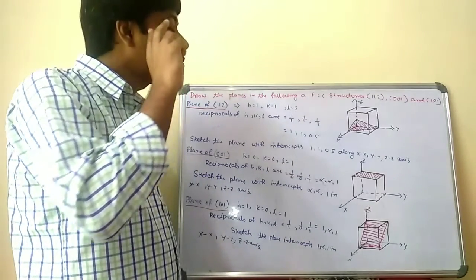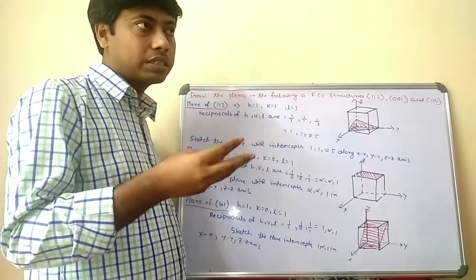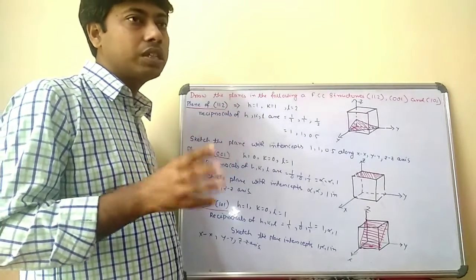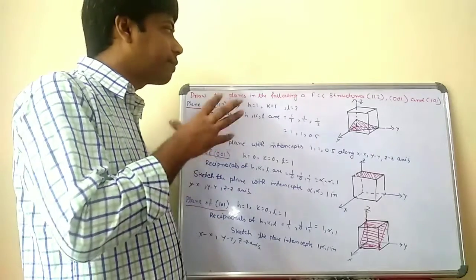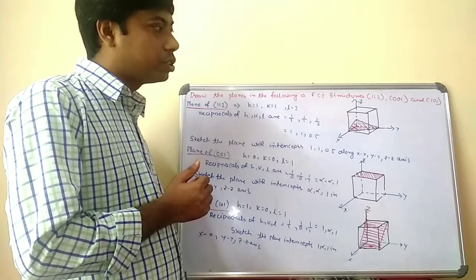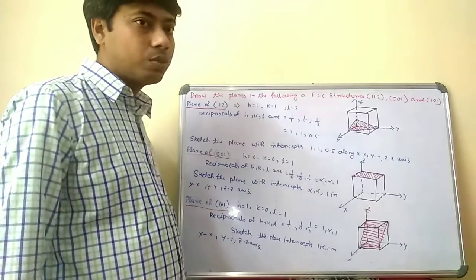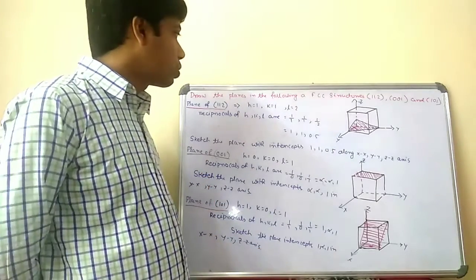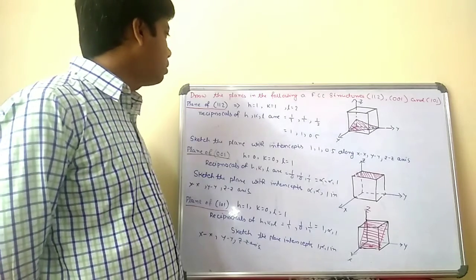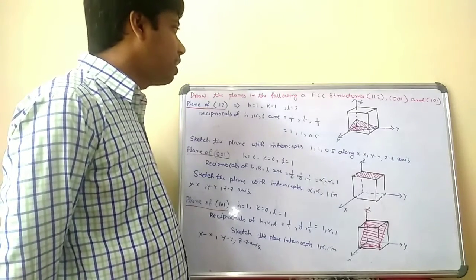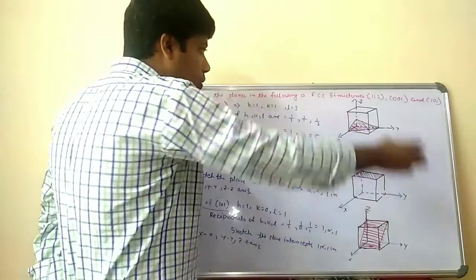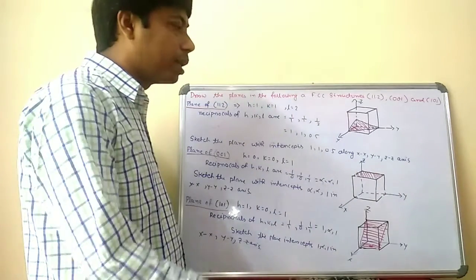Now FCC structure means there are four types of crystal structure: simple cubic, body center cubic, and hexagonal closed pack. So for FCC crystal structure, the planes are 112, 001 and 101. There are three planes, and for these three planes you have to draw the planes. Okay, for the Miller indices given for the FCC crystal structure, that is 112, 001 and 101.